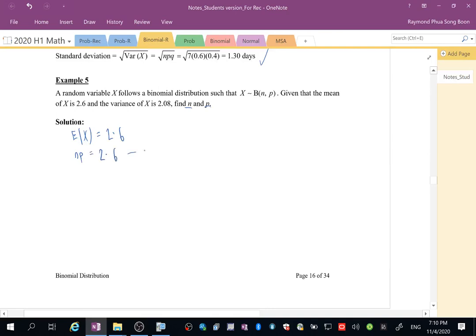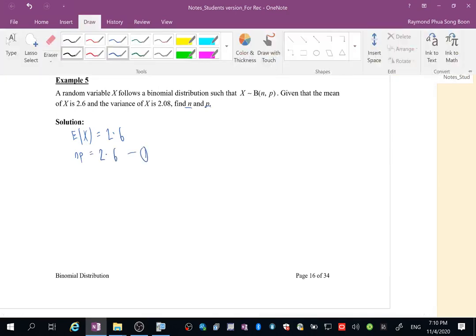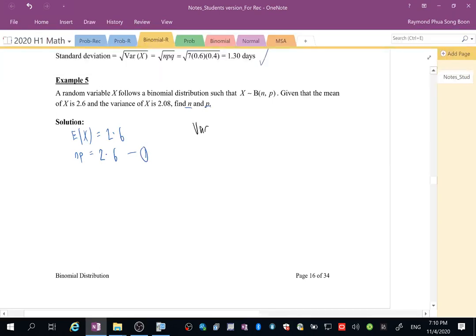Okay, so that is equal to 2.6. And we are also told that the variance of x is 2.08. So we know that the formula for variance of x is n times p times (1 minus p), equal to 2.08. So we call this equation 2. So now, to solve for n and p with two equations, we can easily solve.